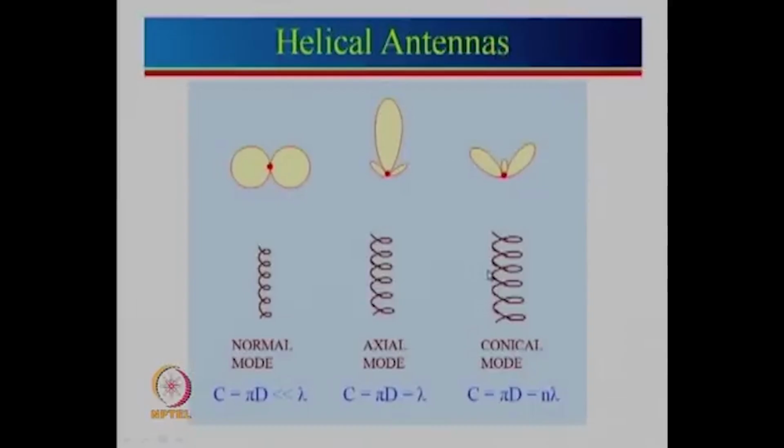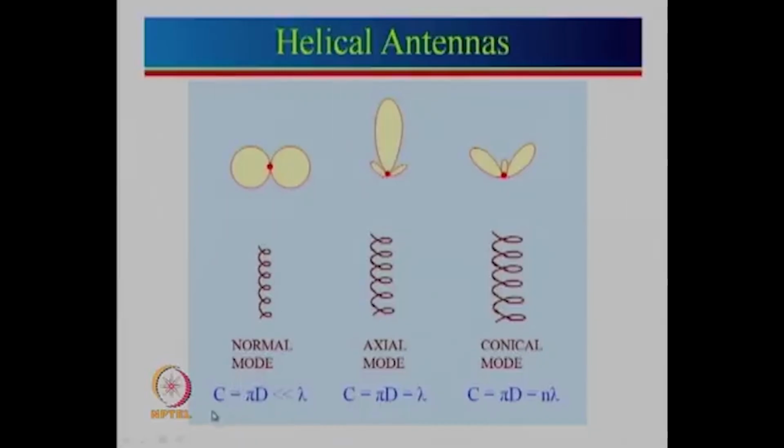Then let us look at the helical antenna. Helical antennas are nothing but you take a wire and bend it around, and how you bend it is important. You can bend it on a simple dielectric rod which can be hollow or solid, or you can provide some support structure also. There are 3 different modes in which a helical antenna can operate: a normal mode, axial mode and conical mode. In fact, the same helical antenna can work in either mode depending upon the frequency of operation.